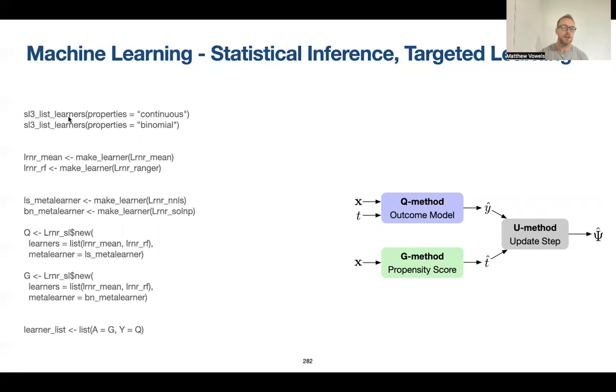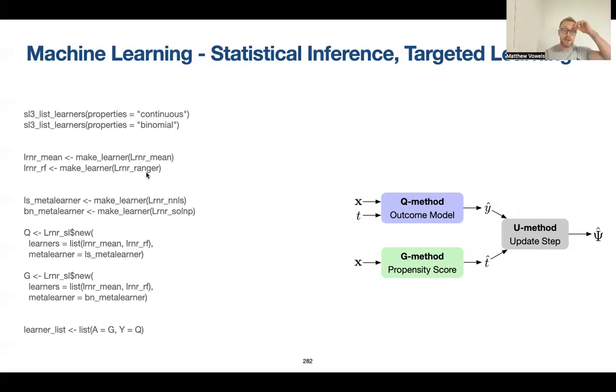afterwards. So if you want to look at what learners are available to you as part of SL3, you can use SL3 list learners, and you can select on whether the algorithms are designed for continuous or binomial problems, for example. We're going to keep things super simple, super blunt. We're just going to have two learners. One is going to be the mean, just predicting the mean of the outcome, and the other is going to be the ranger, which is the random forest.